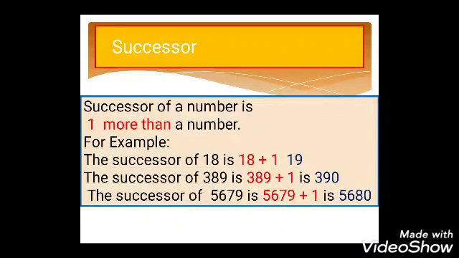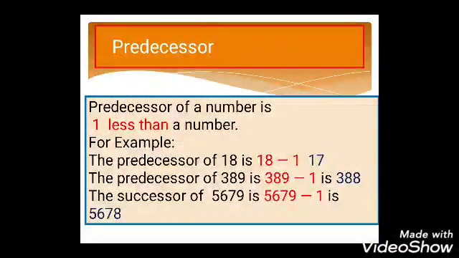Successor of a number is one more than the number. So here 19 is the successor of 18, where we add 1 to it. 390 is the successor of 389 by adding 1 to it, and 5680 is the successor of this 4-digit number by adding 1 to it. Remember that to get a successor we have to add 1 at the ones place. So just by adding 1 to any number at the ones place we get the successor, or the next consecutive number is known as the successor of every number.